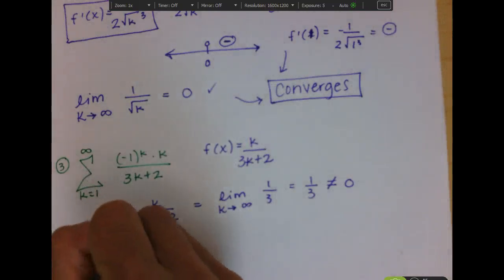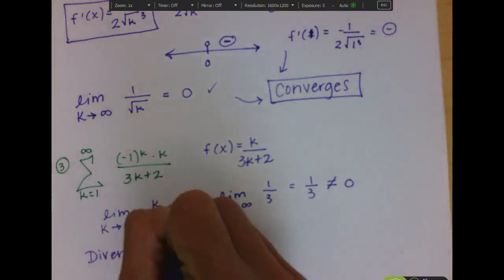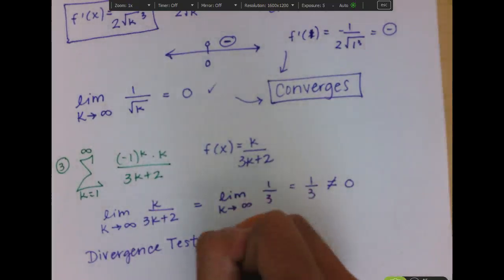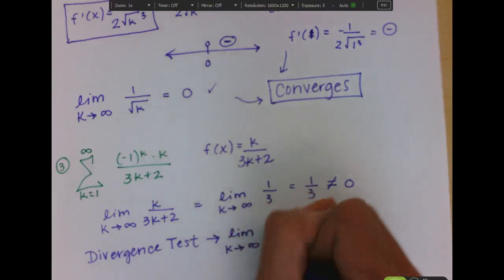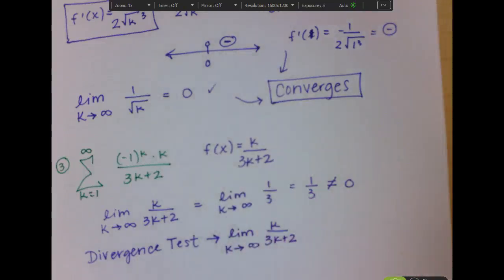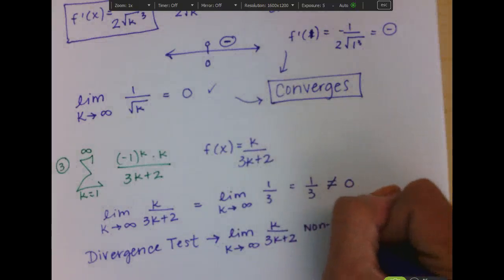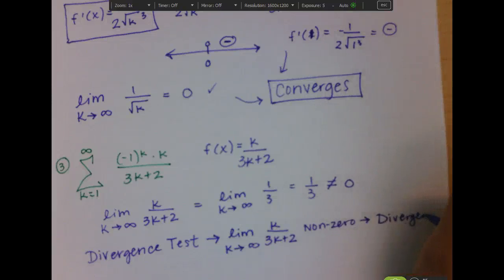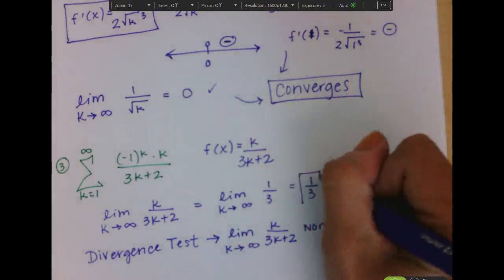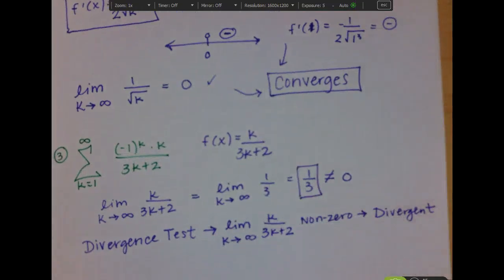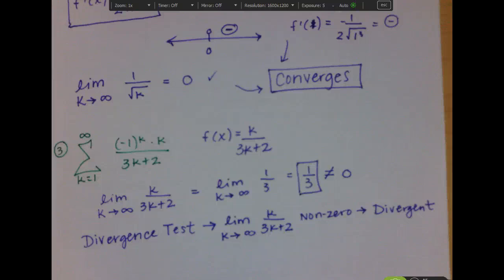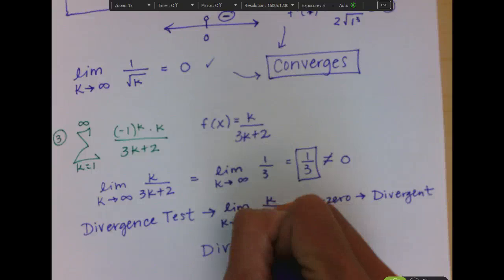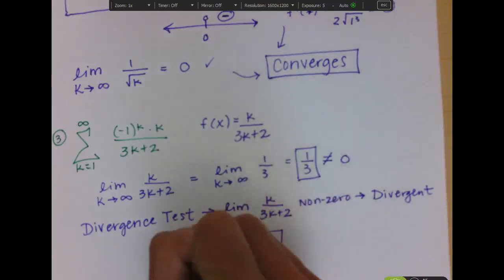But if we look at the divergence test instead, the divergence test says that if we take the limit of this k over 3k plus 2, and if it's non-zero, then our conclusion is that the series is divergent. So without redoing my limit, I'm going to get the same answer. I'm going to get this constant of 1/3 that does not equal 0. And therefore this series diverges.